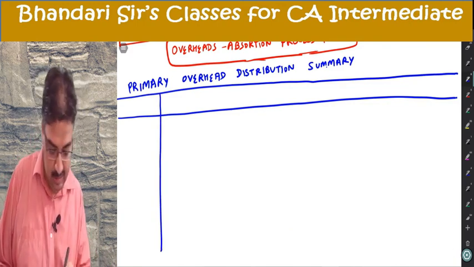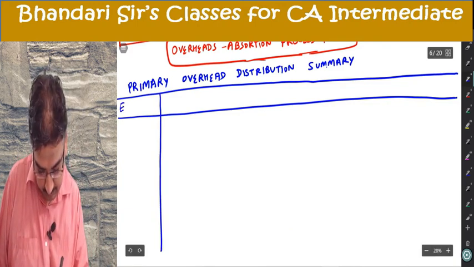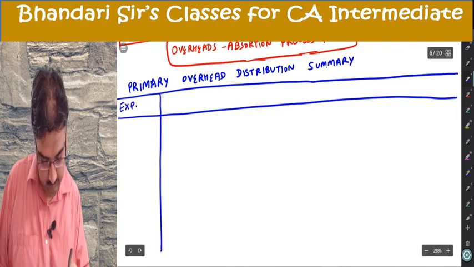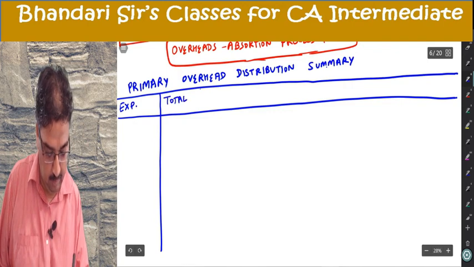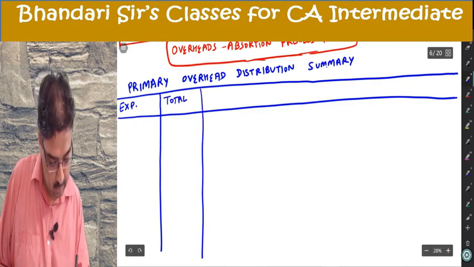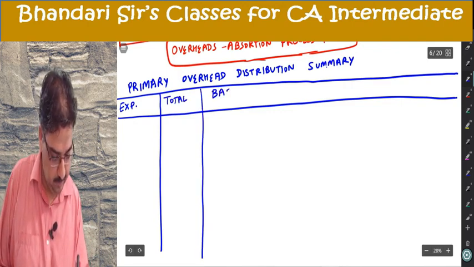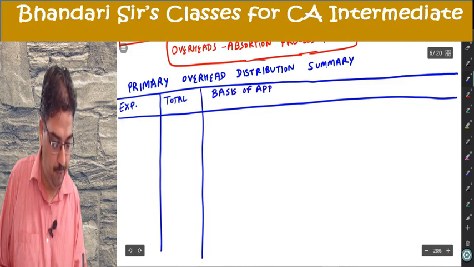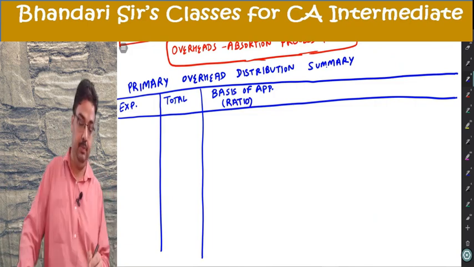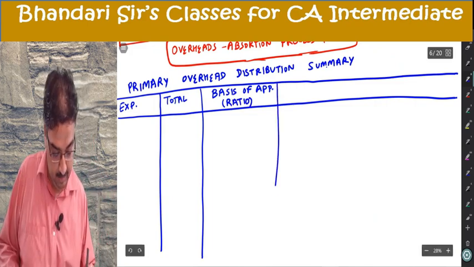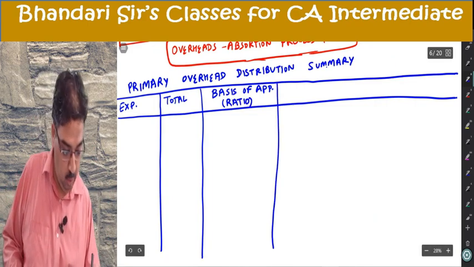The first column is expenditure, second is total amount, third is basis of apportionment with the ratio in brackets. For the ratio you can create a separate column also, that is your choice. Then every department: P, Q, R, X, Y.